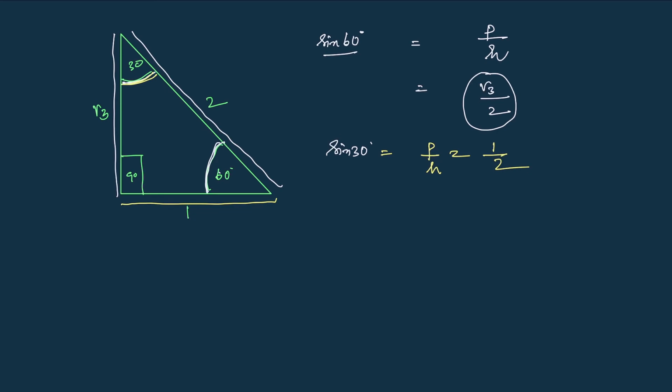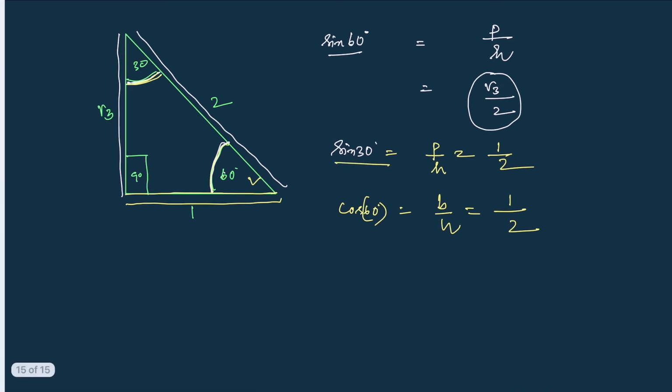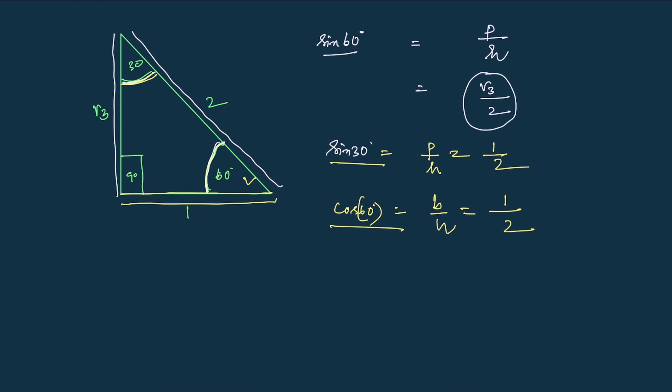So again you can see for cos 60. Cos 60 degree means b by h. See, this is the 60 degree. So b means what? The side which is adjacent to this angle is called base. So for this 60 degree, this is the base. Okay, so what is the base? 1. And what is h? H is 2. Okay, now you can see that sine 30 is equal to cos 60, right?